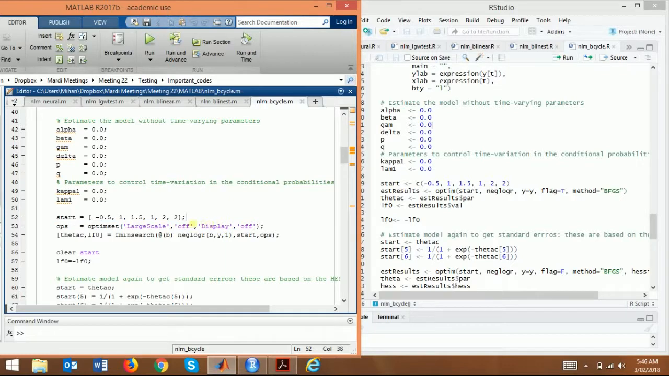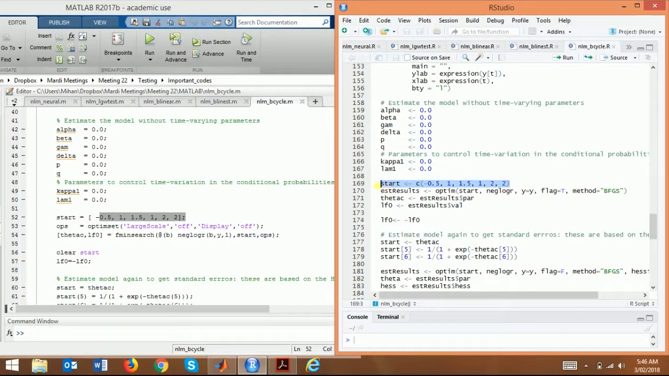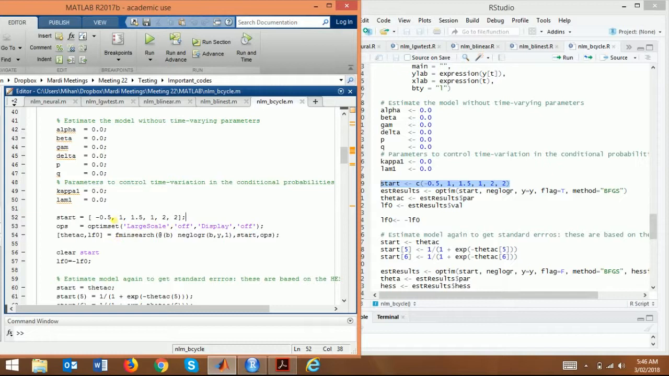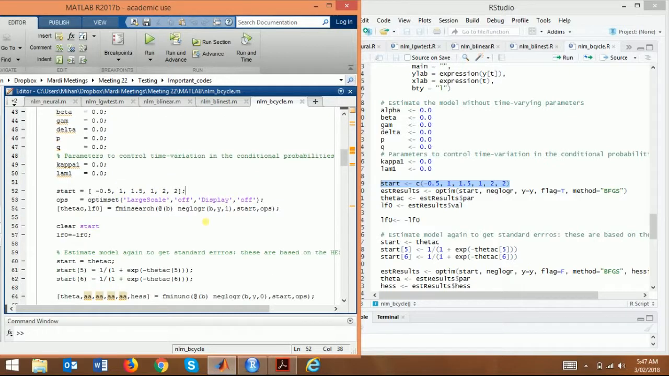Basically it's not given anywhere, we're just estimating. You see this estimation initializing with random values, and see what we did here, starting with 0.5, then 1, 1.5, 1, 2. Okay, how many parameters are we estimating? Alpha, beta, gamma, delta, p and q. Not kappa and lambda yet.